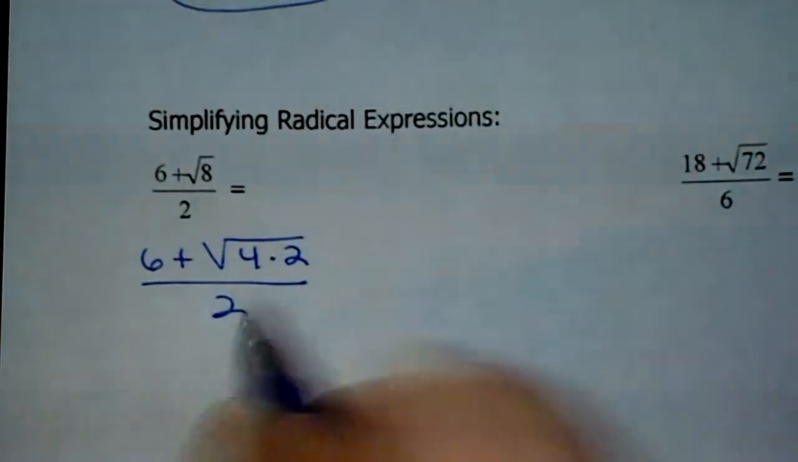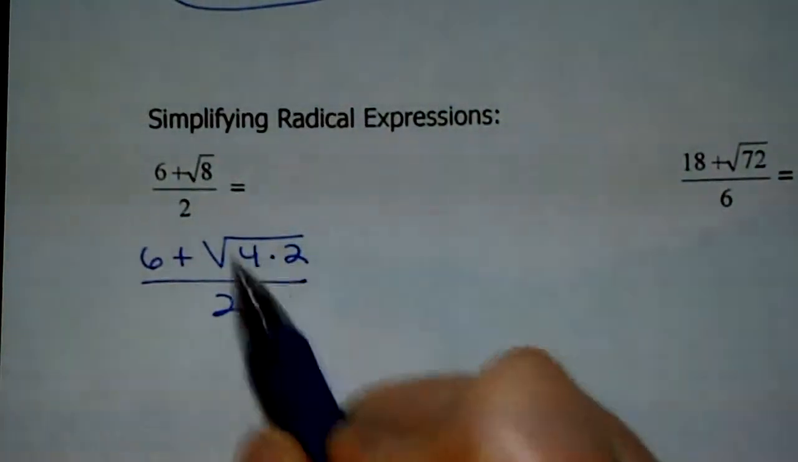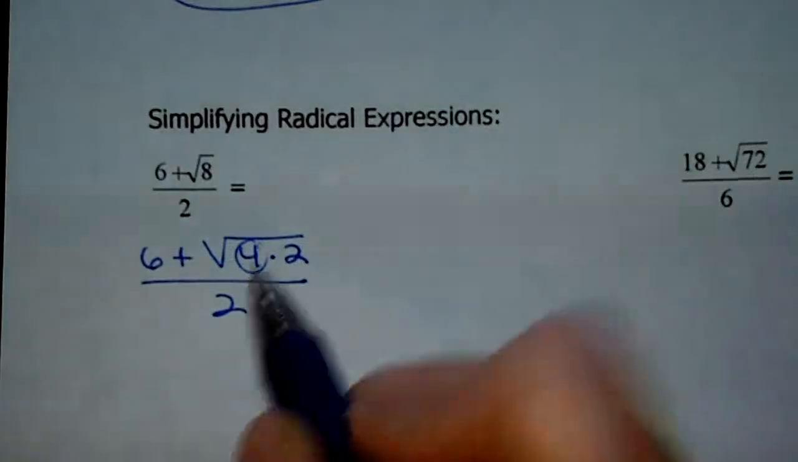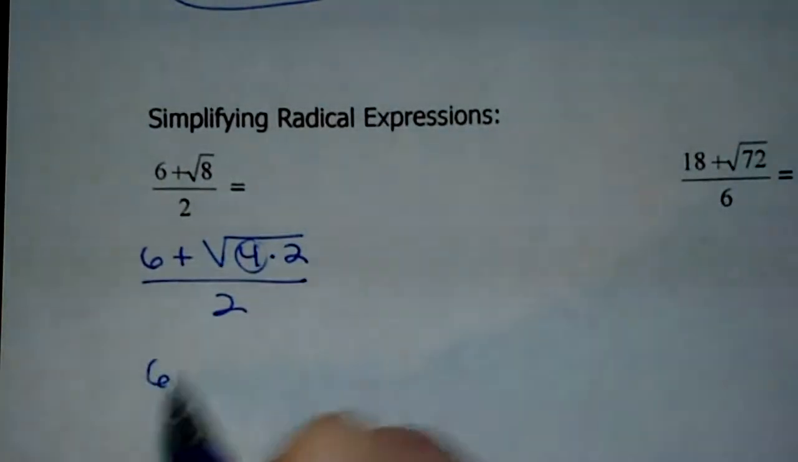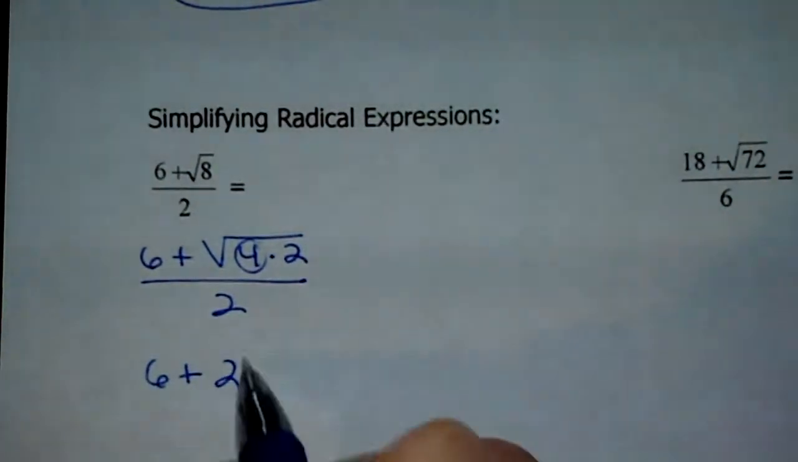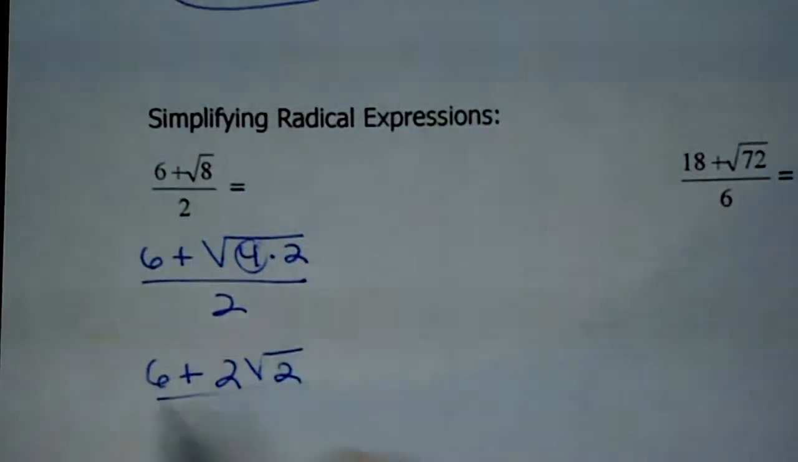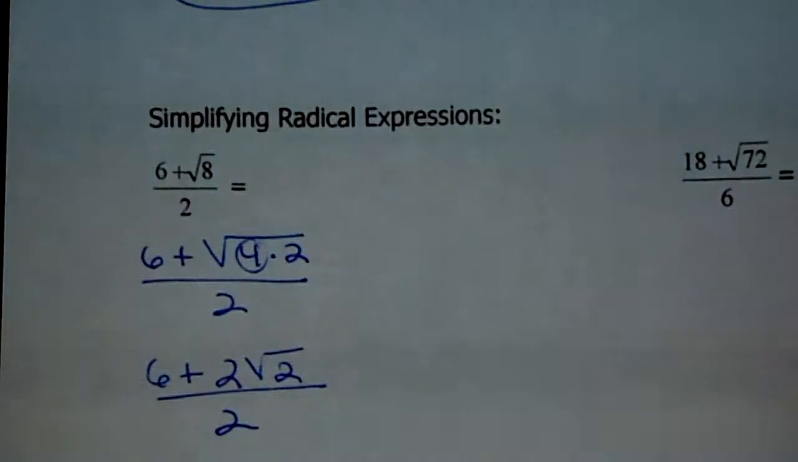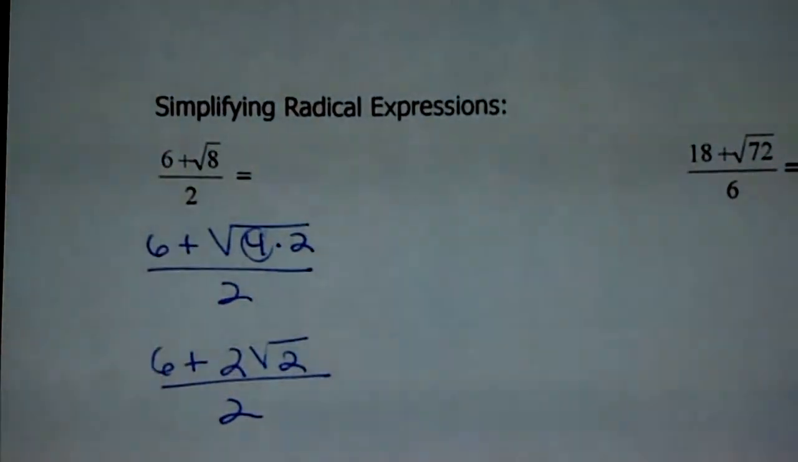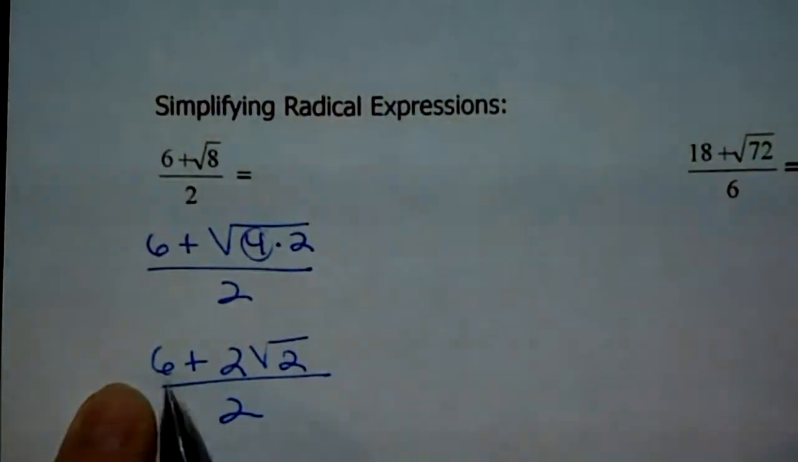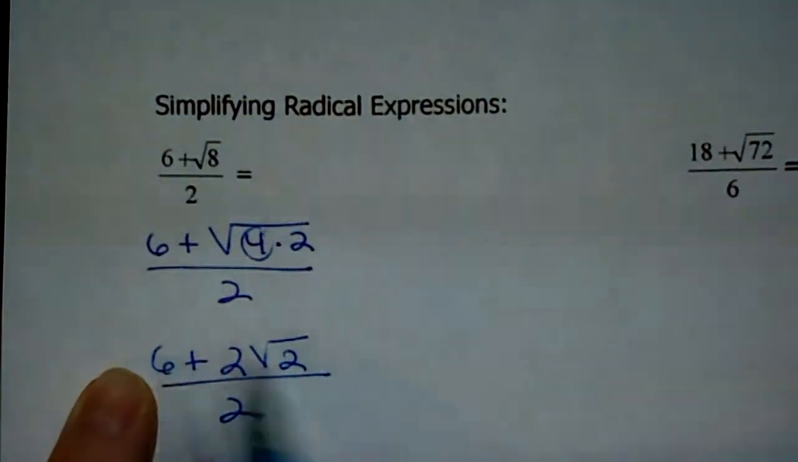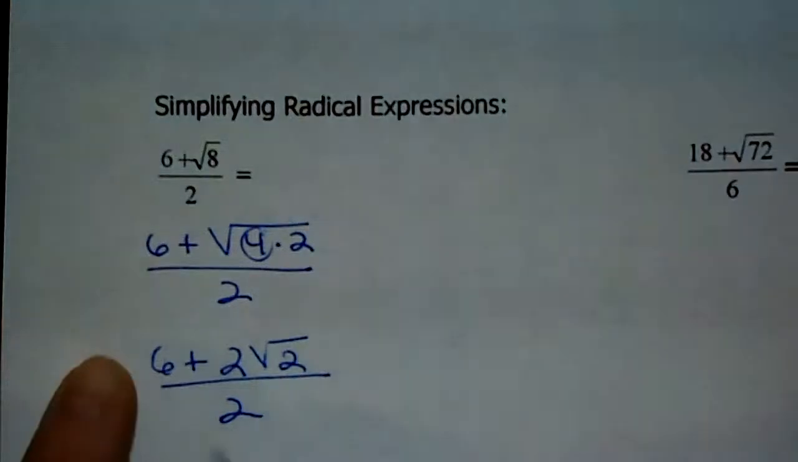And now I have some business to take care of in here. I know that the square root of 4 is 2, so now I'm left with 6 plus 2. This 2 doesn't get to break out over 2. And I'm hoping that you're saying, hey, there's a bunch of things I can simplify here. These are two separate terms, both of which are being divided by 2. So I'm going to simplify this.